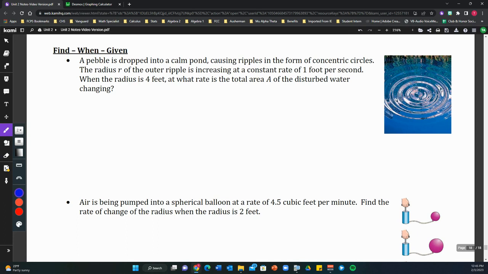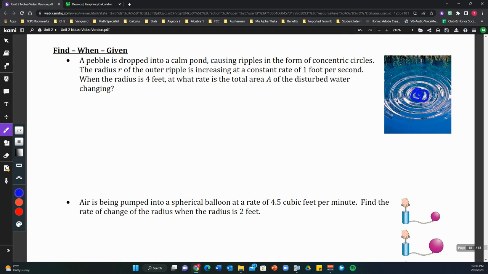So this one's a much simpler problem, but a pebble is dropped into a calm pond, causing ripples in the form of concentric circles. So concentric means they all share the same center. So I've got a small circle to start, and then a bigger one and a bigger one, but they're all oriented out from the same center.